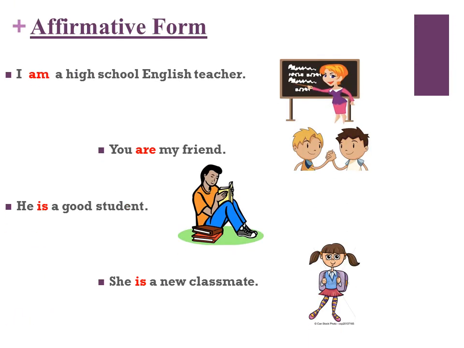Here you are, affirmative form. Look at the picture. I am a high school English teacher. So here we are using the first person singular. I am means me. Next picture. You are my friend. He is a good student. She is a new classmate. Classmate means someone who studies with you in the same class. All right? You are studying in the same class, so he or she is your classmate.